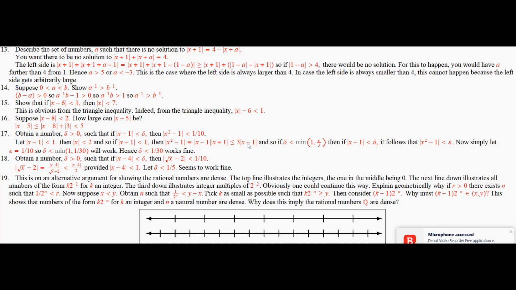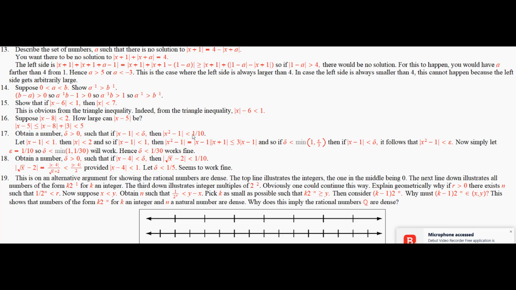And so now if I'm given epsilon, which I will take to be 1/10 in a minute, I would simply let delta be the minimum of 1 and epsilon over 3. Then if x minus 1 is less than delta, it follows that this is less than epsilon because I have this smaller than 3 times that. All right? You see, I have this inequality holding because delta is smaller than 1, and I have this less than epsilon because delta is smaller than epsilon over 3, see.